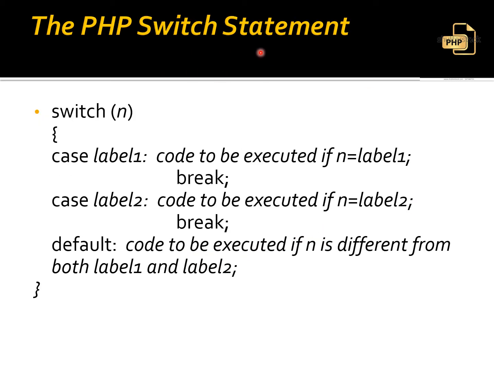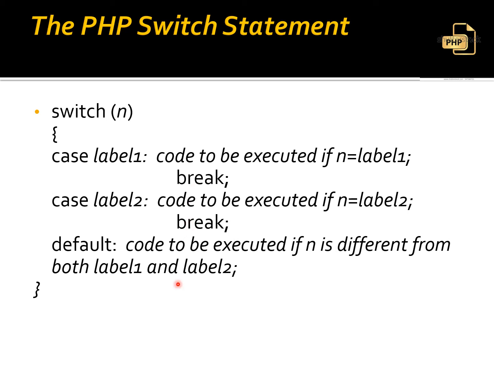Then the PHP switch statement. Switch of n, then case label 1, label 2, multiple labels are there, and a default block is there. So if n is equal to label 1, if this particular n variable is having the label 1 value, then the corresponding code associated with label 1 will be executed. Break means we are exiting from that switch case.